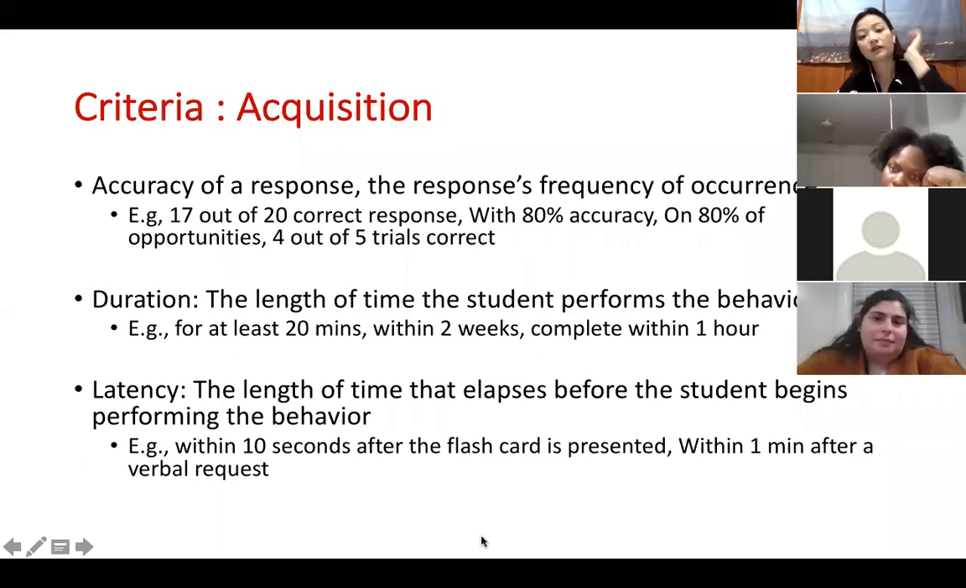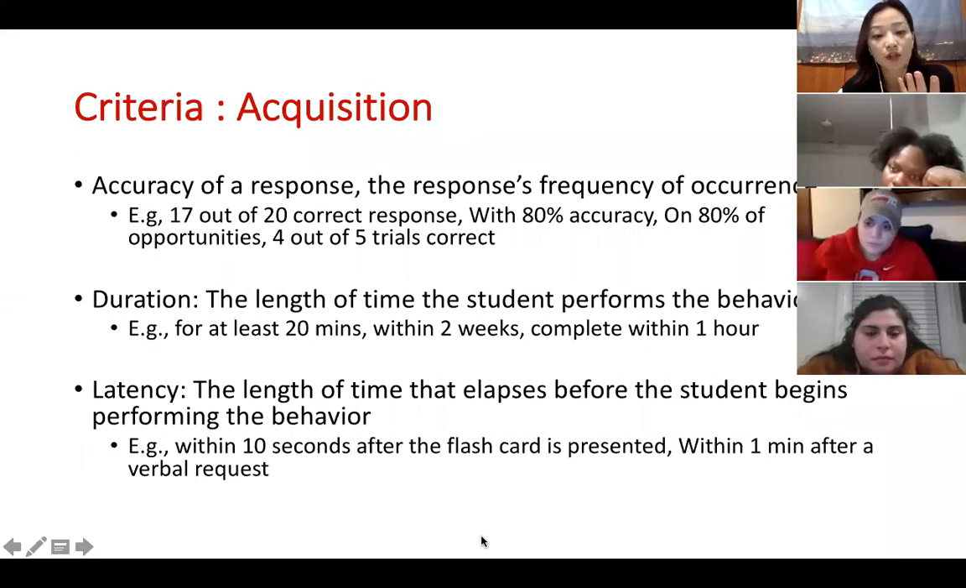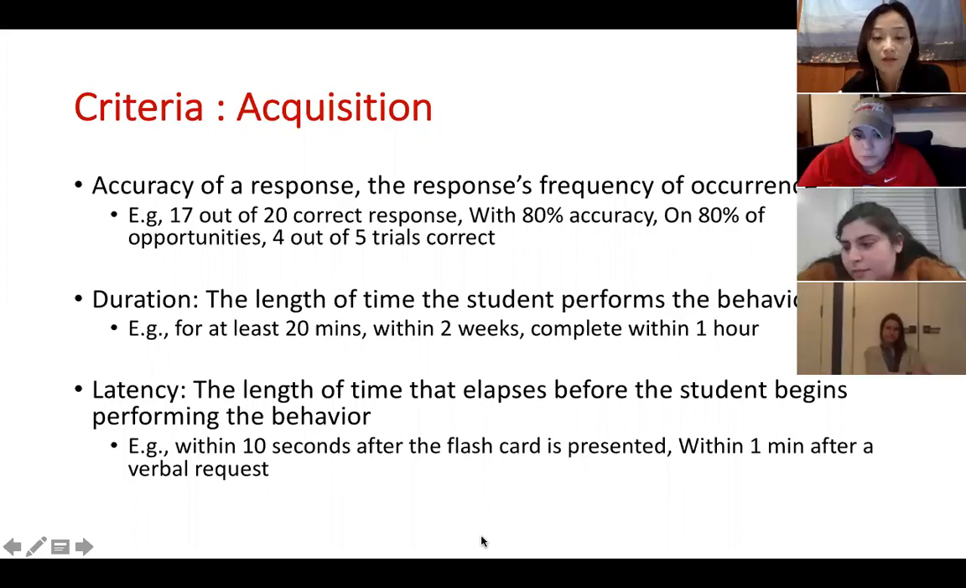Okay. So the next one is criteria. Criteria is a number, so very easy. But it's the most important part because it tells you the goal you want to achieve. There are several ways to describe this criteria, but you can use frequency, like how many times the student will perform, or accuracy, 80% accuracy, or 4 out of 5 correct tries, which means 80% accuracy, right?